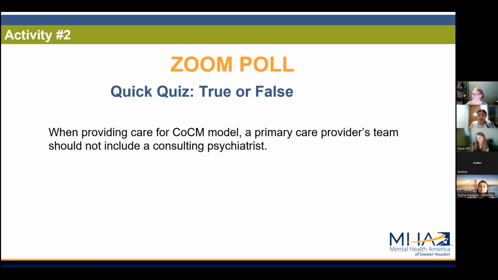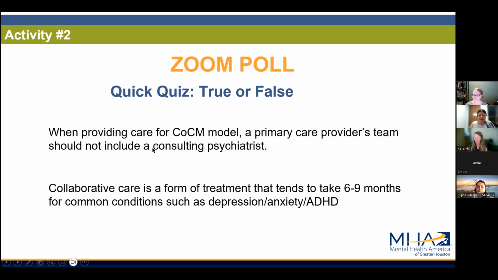End poll, share results. Are you able to see it, Kara? No. Tell me. So we had 9 out of 9 answer false. Yay! Way to go. All right. Maybe we can get 11 people to respond to this one. Collaborative care is a form of treatment that tends to take 6 to 9 months for common conditions such as depression, anxiety, ADHD. True or false?